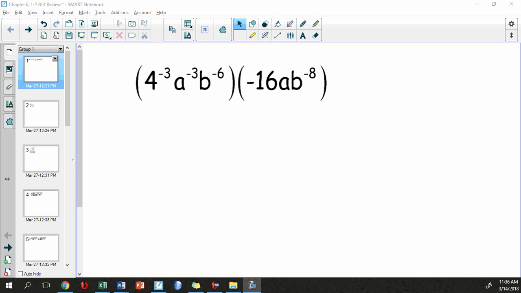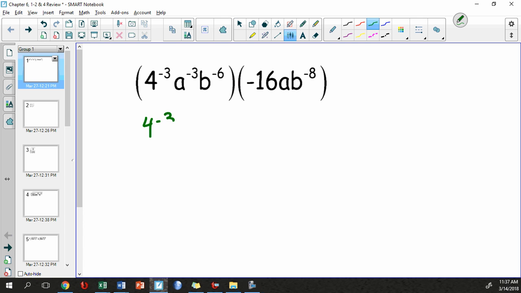Okay, review for the test, chapter 6, sections 1, 2, and 4. If you were to have this problem, what would you do? This is like the piggy bank problem. There are no powers on the outside, so you simply separate them. Numbers with numbers, letters with letters.